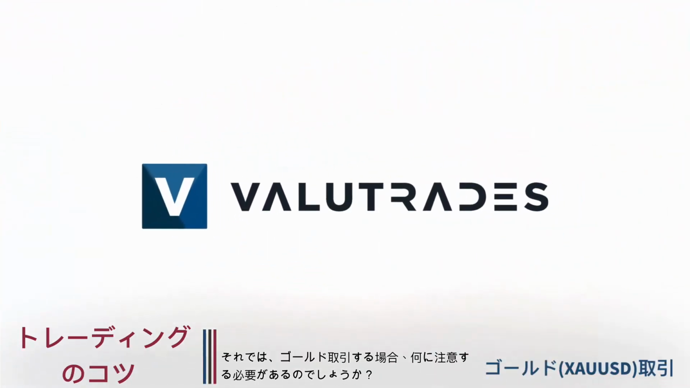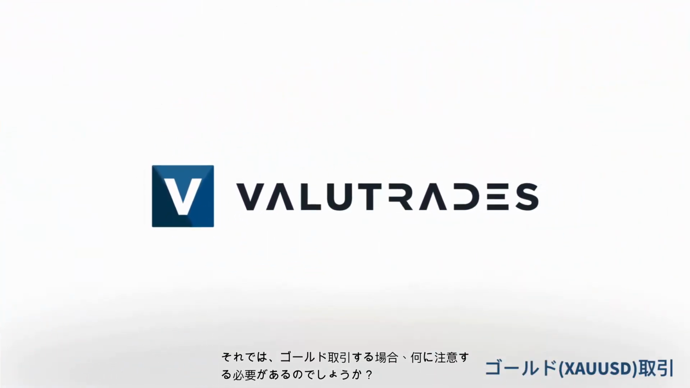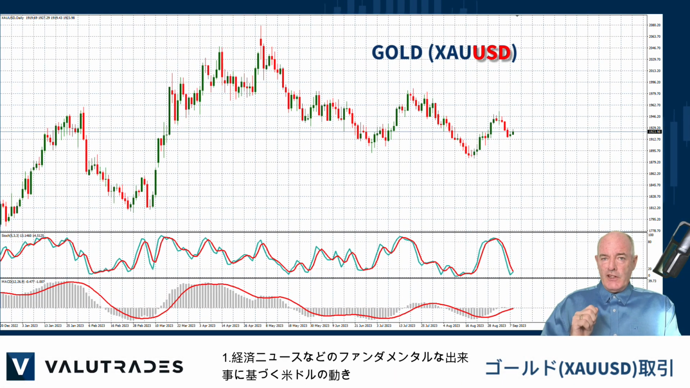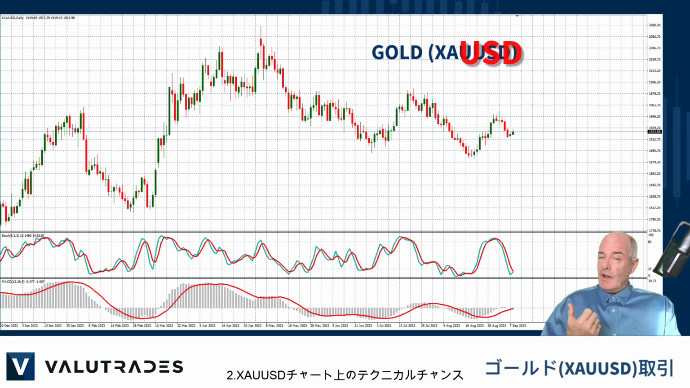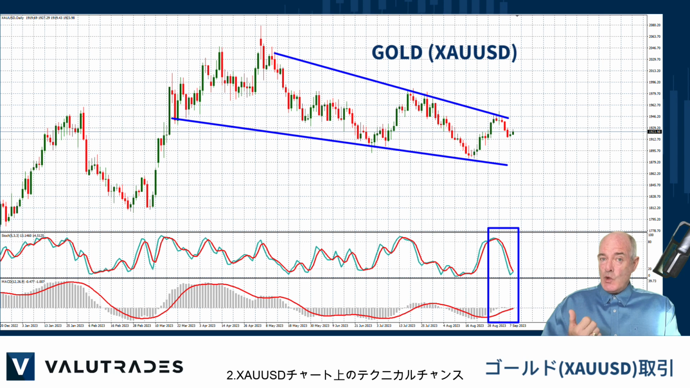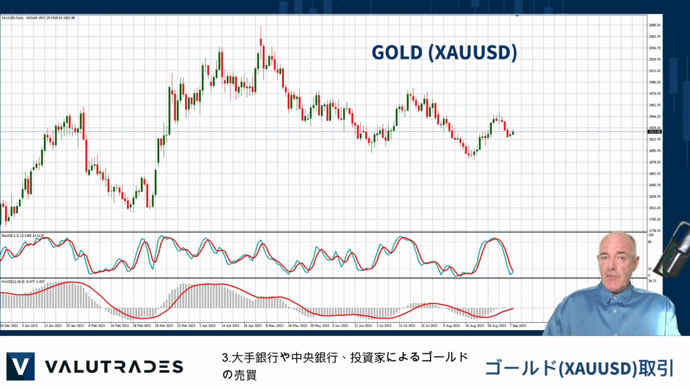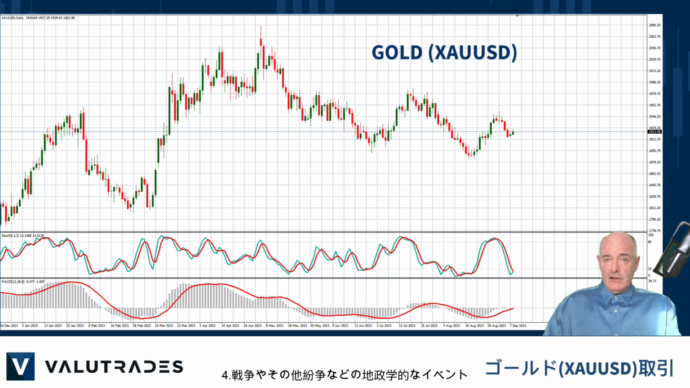So, what do we need to be aware of if we want to trade gold? Price action on gold reacts mainly to four factors. 1. Movement of the US dollar based on fundamental events like economic news. 2. Technical opportunities on the XAUUSD charts. 3. Buying and selling of gold by big banks, central banks, and investors. And 4. Geopolitical events like wars and other conflicts.